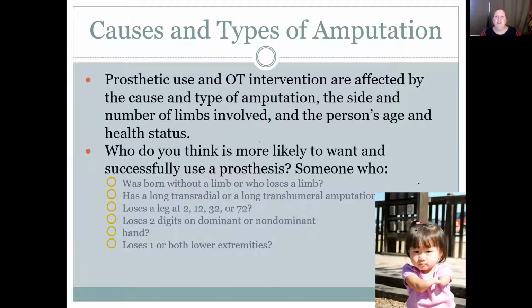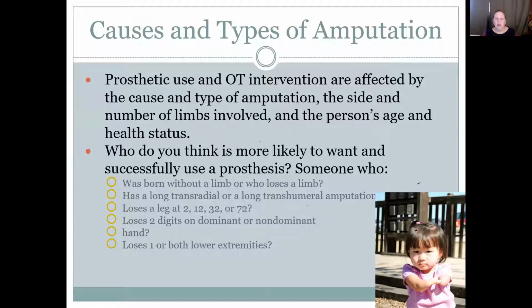Prosthetic use and OT intervention are affected by the cause and type of the amputation: number of limbs, the side that it's on, the person's age, their health status, their residual limb wound bed. All of that being said, OT intervention is going to change based on your client, as always. And then we also want to talk about who uses prosthesis. Who's going to want to wear a prosthesis and successfully use it? Someone born without a limb or who loses a limb? Okay, so you want to contemplate that.